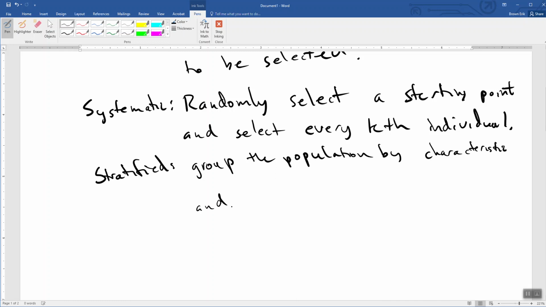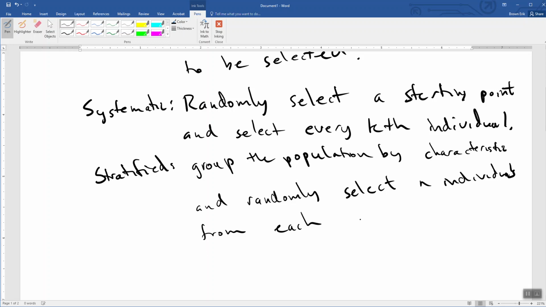And randomly select individuals from each group. So you're selecting from all of those groupings.